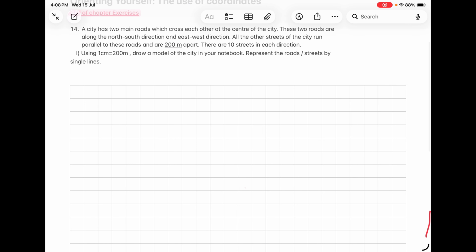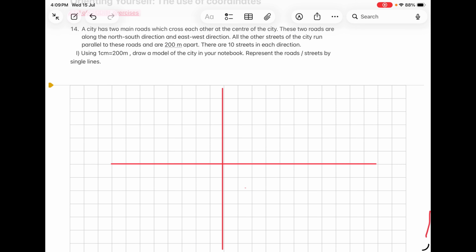First we draw one main road, that is along north-south. This is along north and south. Another road is along the east-west direction.